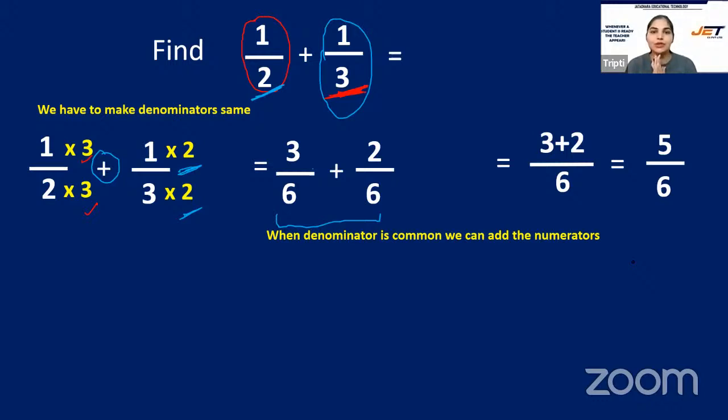So here in addition, when the denominators are different, when they are not same, you first have to make the denominators same. And how do you do that? By multiplying the first fraction with the denominator of the second fraction and multiplying the second fraction with the denominator of the first fraction. That's how you can multiply. Hence, you will get the same denominators.